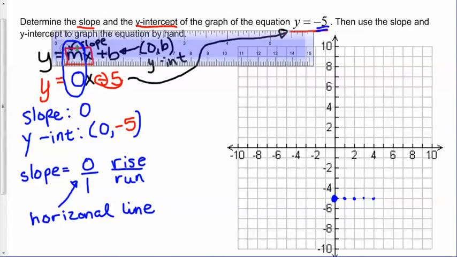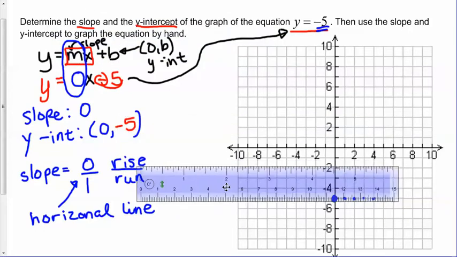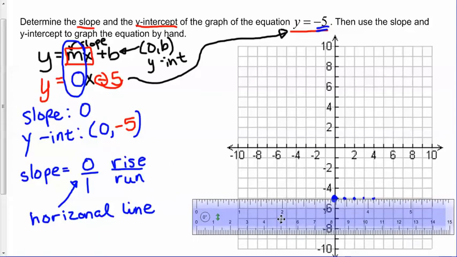So let's go ahead and get our line on here. Bring down my straight edge. Pretty easy to line up this time because we don't have to rotate it around. Just going to be a nice straight horizontal line here. So we're going to draw our line, and then we'll get rid of our straight edge because we're finished with that.